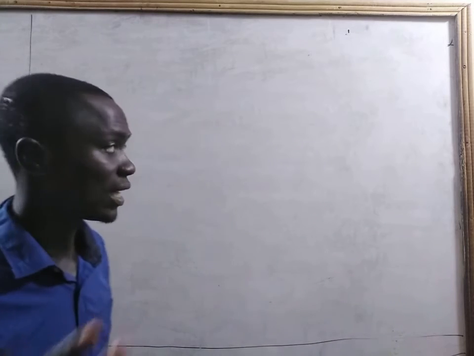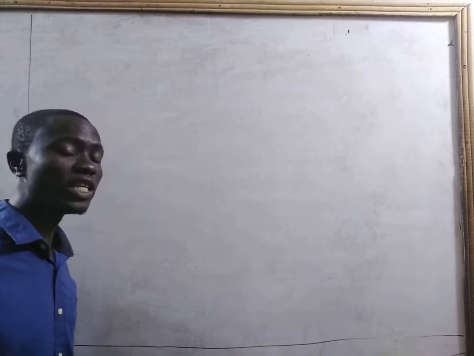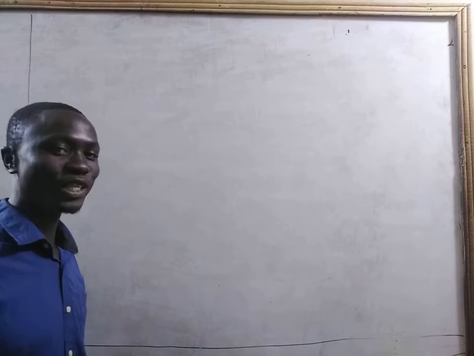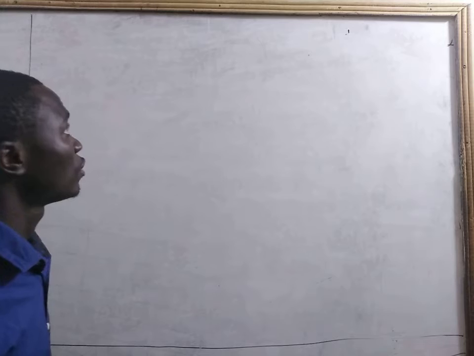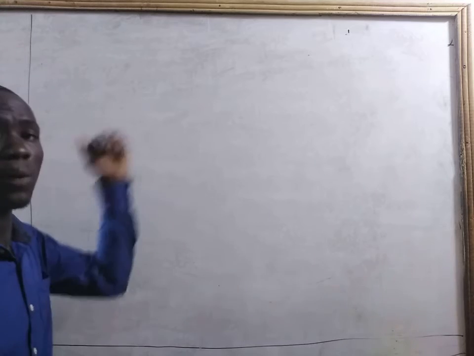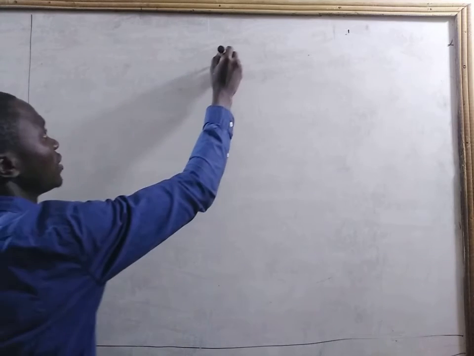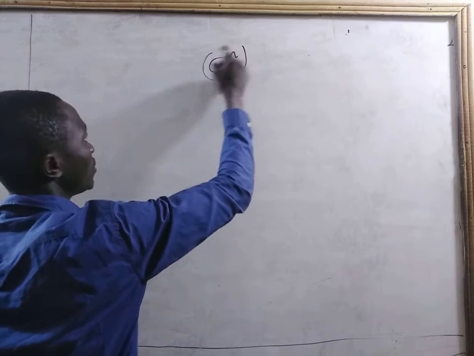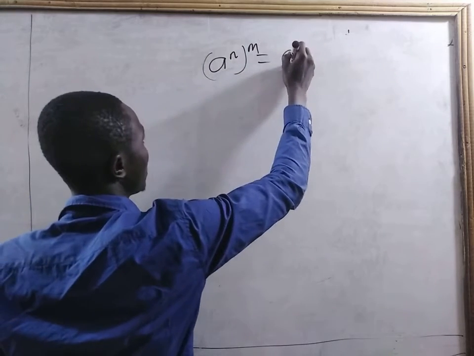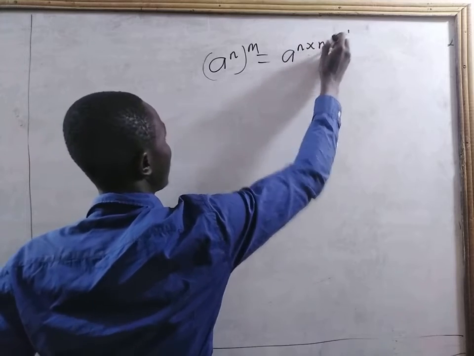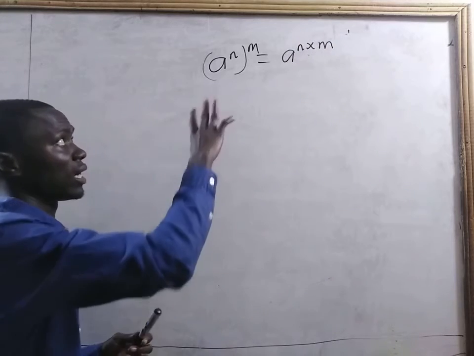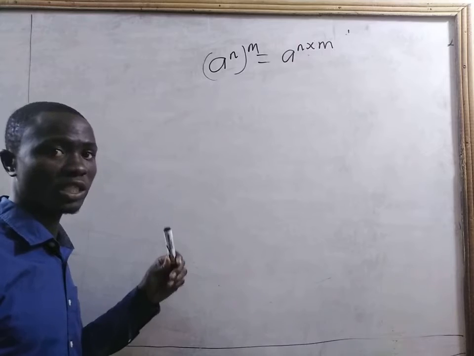In this lesson, we are going to look at the power of a product rule. That is laws of exponents. Now let's explore it. From the power of a power rule, if I have a exponent n to the power m, this will give us a exponent n times m. Check the description for this basic rule of algebra.